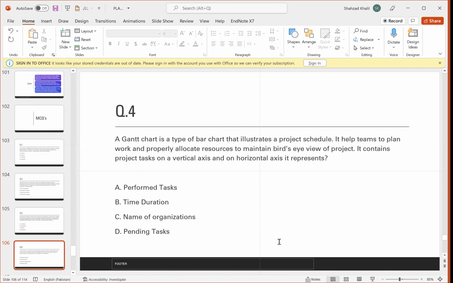A Gantt chart is a type of bar chart that illustrates a project schedule. It helps teams to plan work and properly allocate resources to maintain a bird's eye view of the project. It contains project tasks on the vertical axis and time on the horizontal axis. It presents performed tasks, time duration, name of organizer, pending tasks. B. B is the correct answer, time duration.